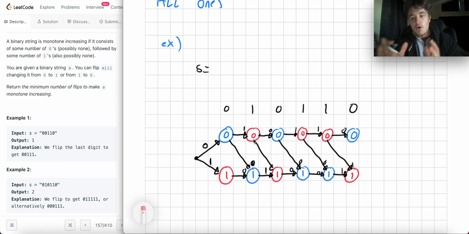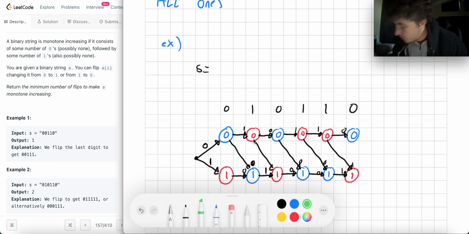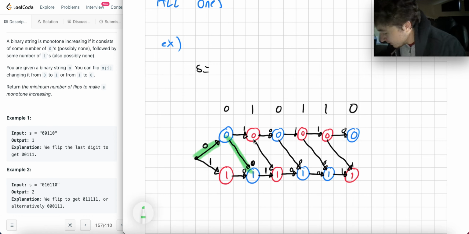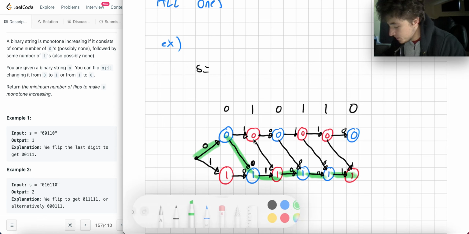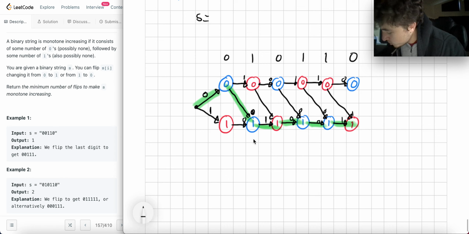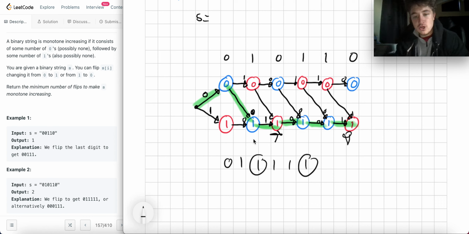Okay, so now does this capture the optimal solution? Well, I got 0 path here, 0 path here, a 1 path here, a 0, 0, and a 1. So what does this correspond to? Well, this corresponds to 0, 1, 1, 1, 1, 1, which is, okay, well, I've used this red one here and this red one here, so I must have flipped this bit and this bit. So using this graph will capture that information, right?